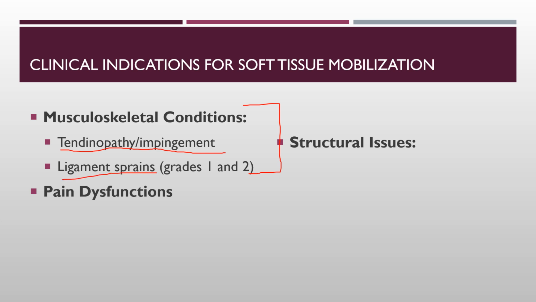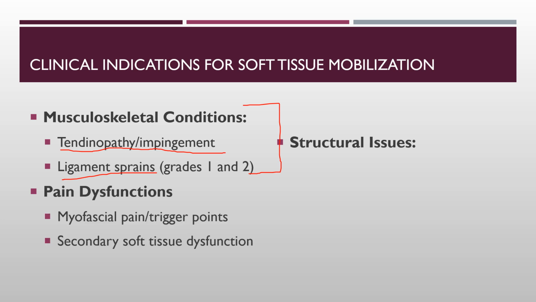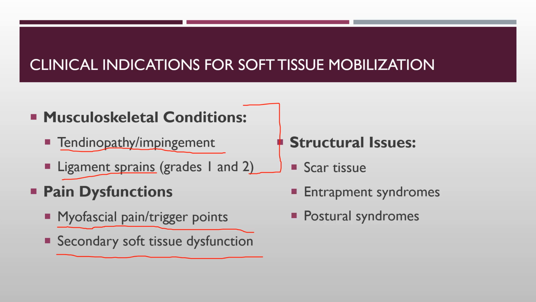If there are ligament sprains, we can also use these soft tissue techniques, joint mobilizations, things like that. If there are any pain dysfunctions, we can utilize soft tissue techniques to decrease myofascial pain or trigger points, and any other type of secondary soft tissue dysfunction. And then we have our structural issues: scar tissue, entrapment syndromes, postural syndromes. We can use those different techniques, especially something like cross-friction for scar tissue remodeling and decreasing the likelihood that scar tissue is going to form just by applying those stressors early on.